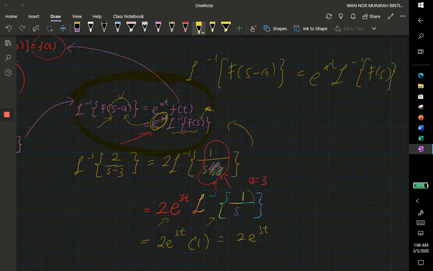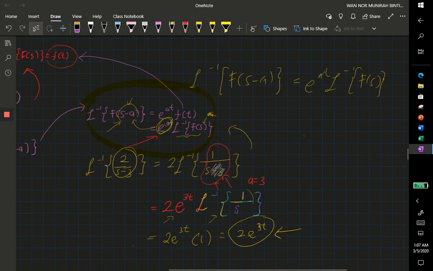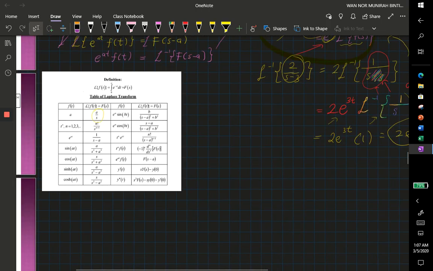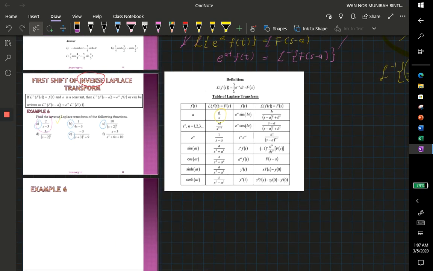If you are not confident, you try to take the Laplace transform of this one, because this one is in t, the time domain. You must be able to get the question back. Alright, so that is how we apply the first shift property without looking at the table of Laplace transform first. Okay, we move to the second one, this one.